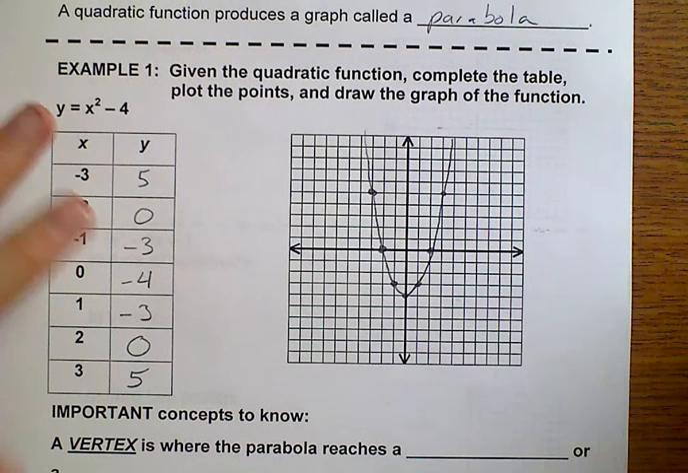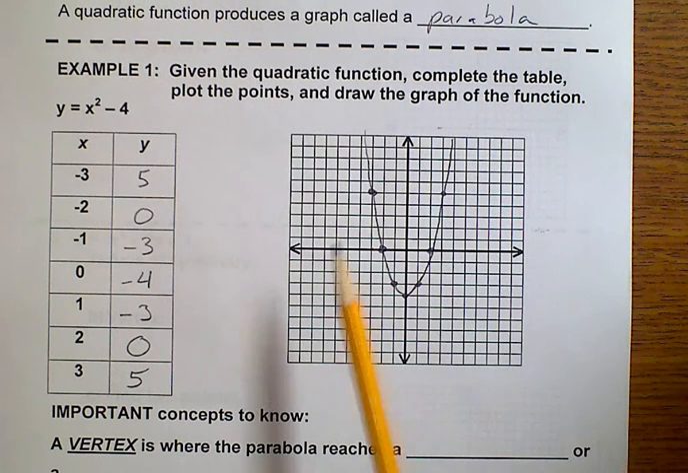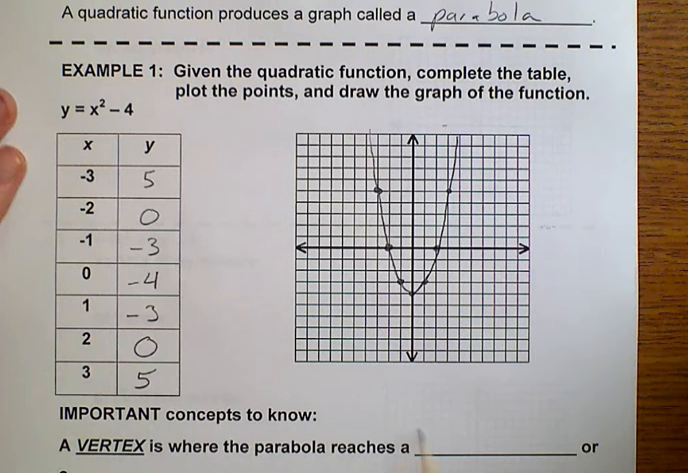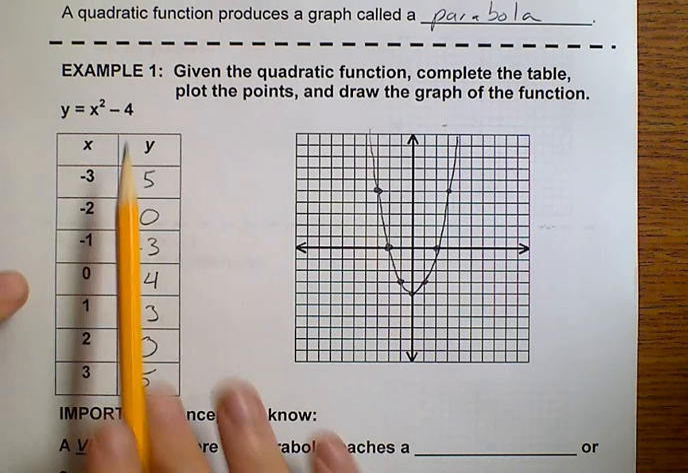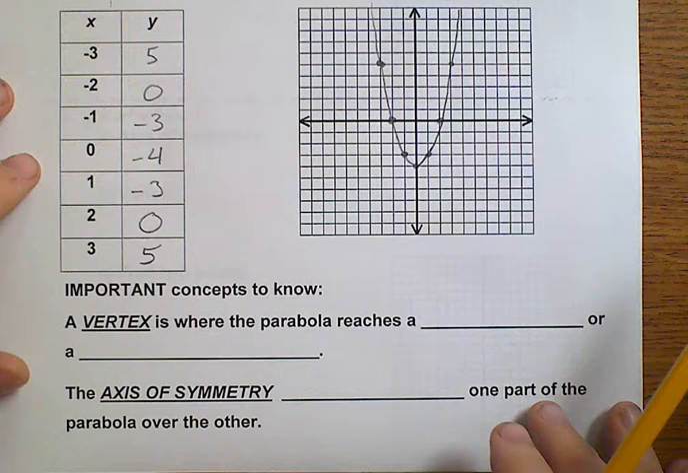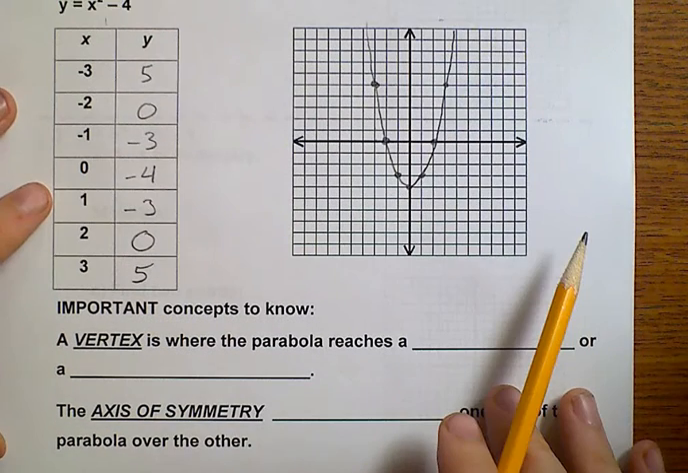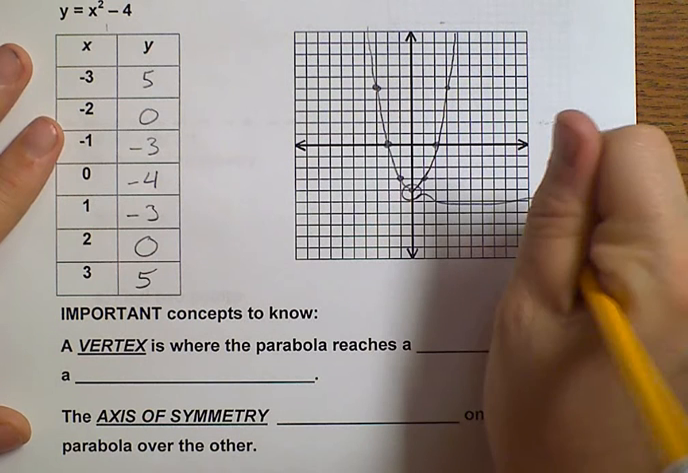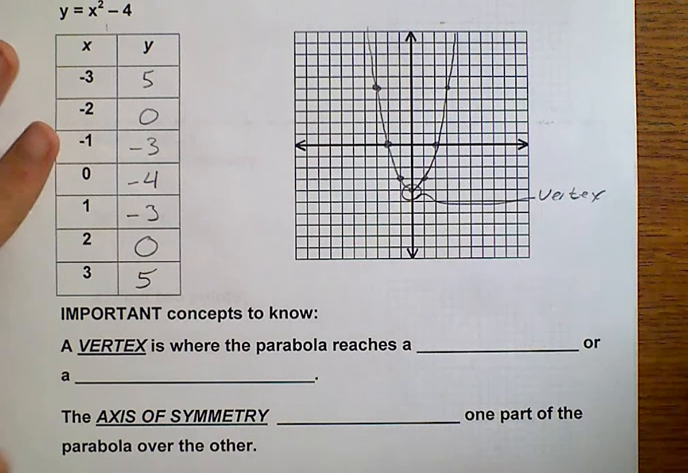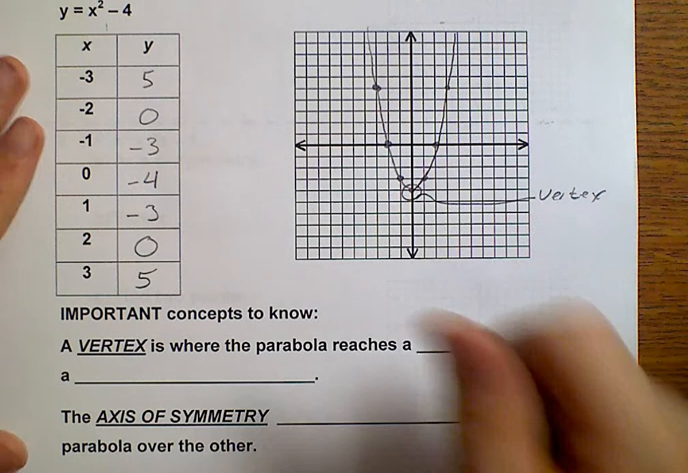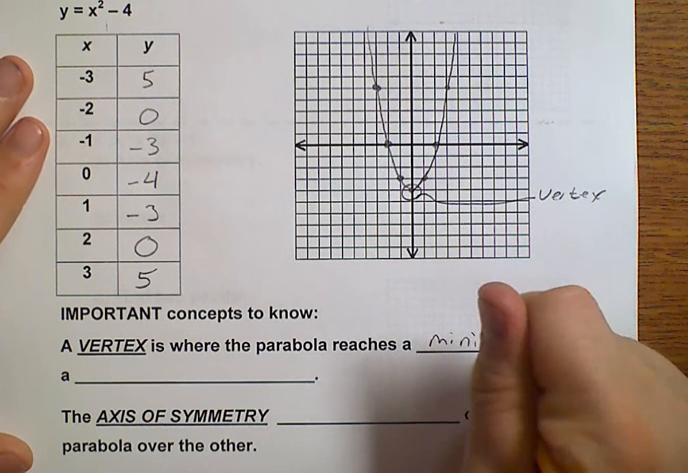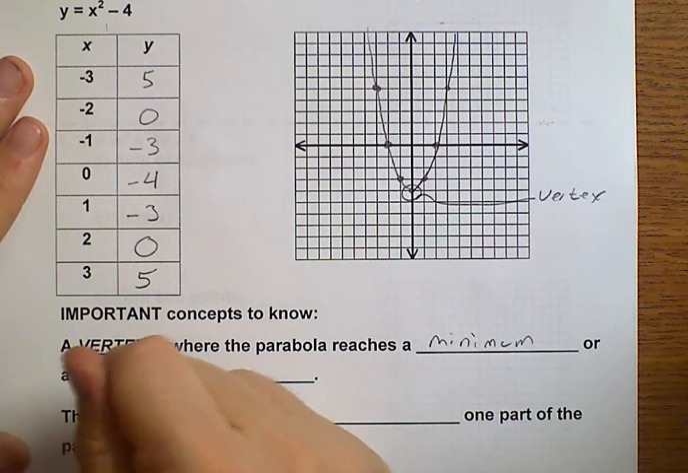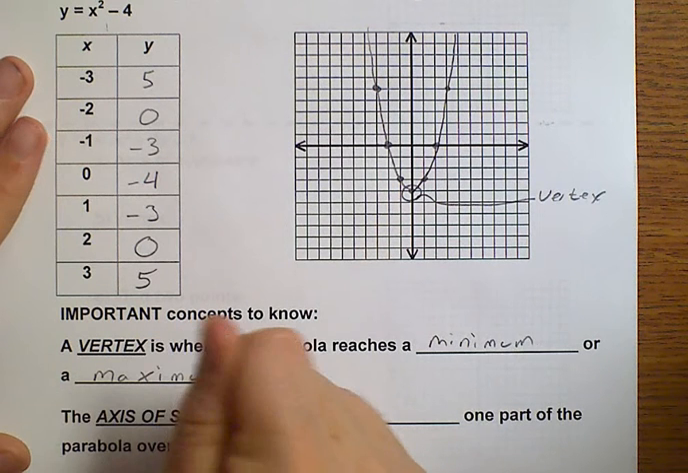And there's my parabola. Make sure that your line actually goes to the points and that you have the points plotted. That's what I'm going to be looking for when I grade your assignment. So this is a parabola following this quadratic function. Some important things to know. That would be the vertex. It's the point of the parabola where it reaches a minimum or a maximum, depending on whether it opens up or down.